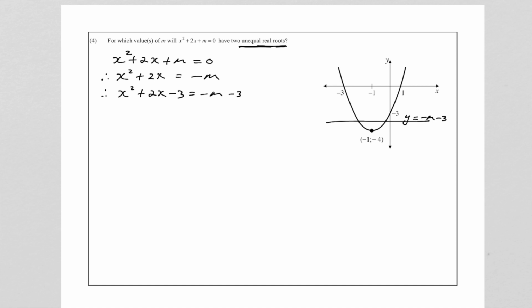So we can say now that this minus m minus 3, you can see that is the constant, must be greater than the y value of the turning point, which is minus 4. And then just manipulation to solve for m. So negative m is greater than minus 1. And when we divide by the negative, the m will be less than positive 1. And with that, we are finished with this problem.